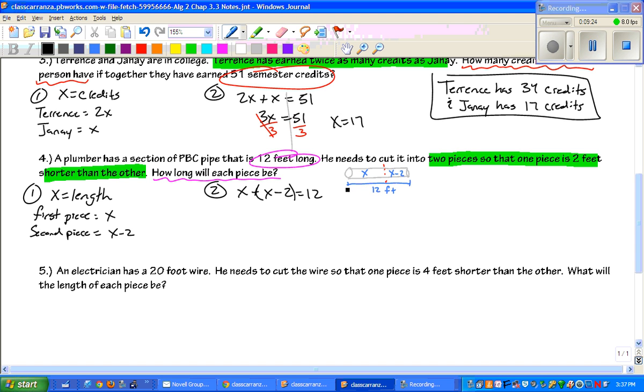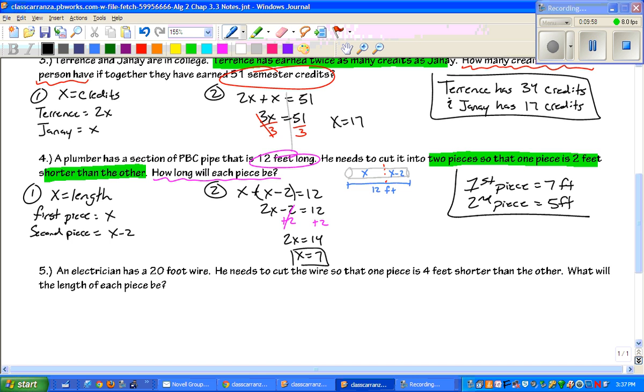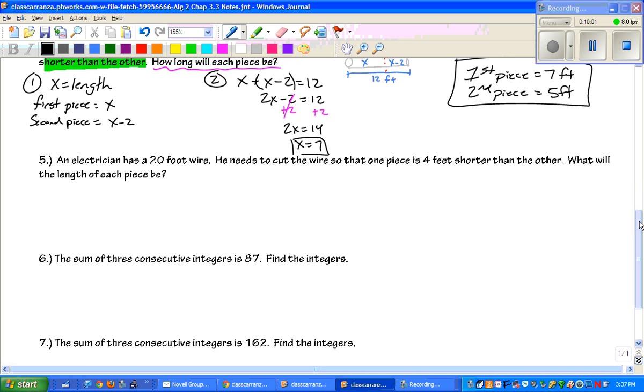Okay, so let's set it up. We're just going to combine those two things together, and that's going to equal 12. x plus x minus 2 equals 12. Get the variable by itself. 2x equals 14, and x equals 7. So, what are the two pieces? The first piece, the long one, is 7 feet. And the second piece, which was the one that was shorter, would be 5 feet. Why don't you guys try number 5 and see how you do.